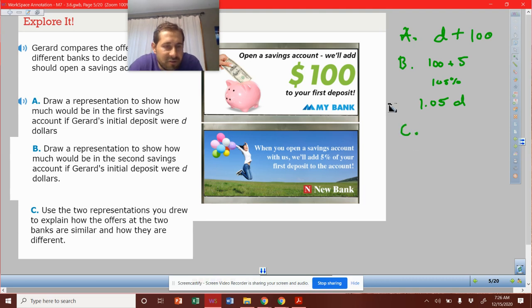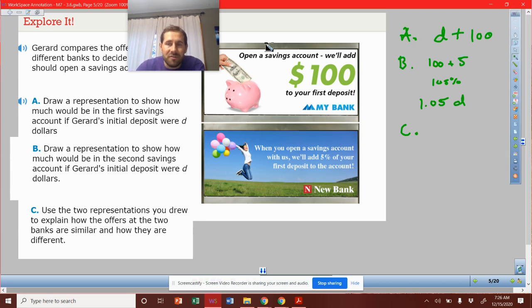Instead of just adding 5, we're going to multiply it by a percent. Use the two representations you drew to explain how the offers at the two banks are similar and how they are different. So we could get these to equal the exact same thing. Eventually, there would be a value for that initial deposit that would be the same. In other words, they're similar in the fact that you're not just going to get the money you deposited in. You're going to get the money you deposited in plus something else.